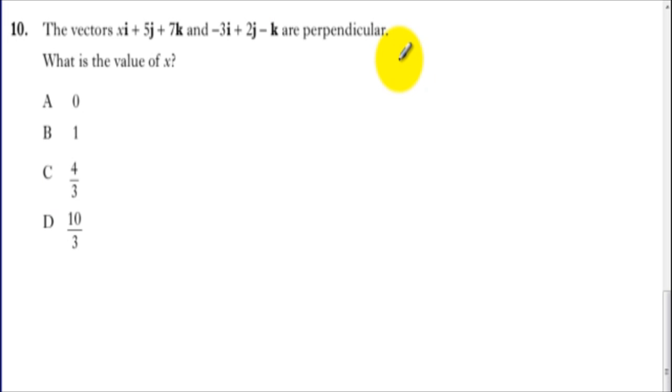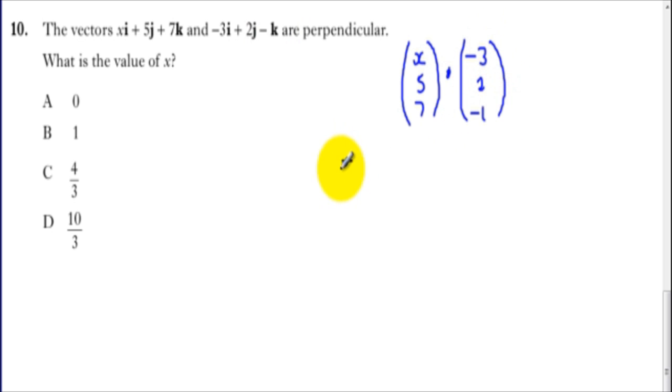If two vectors are perpendicular, then they dot to give 0. The two vectors in this case, x, 5, 7. Now we want to dot this with the vector minus 3, 2, minus 1. Now to dot two vectors, we multiply the two x components.